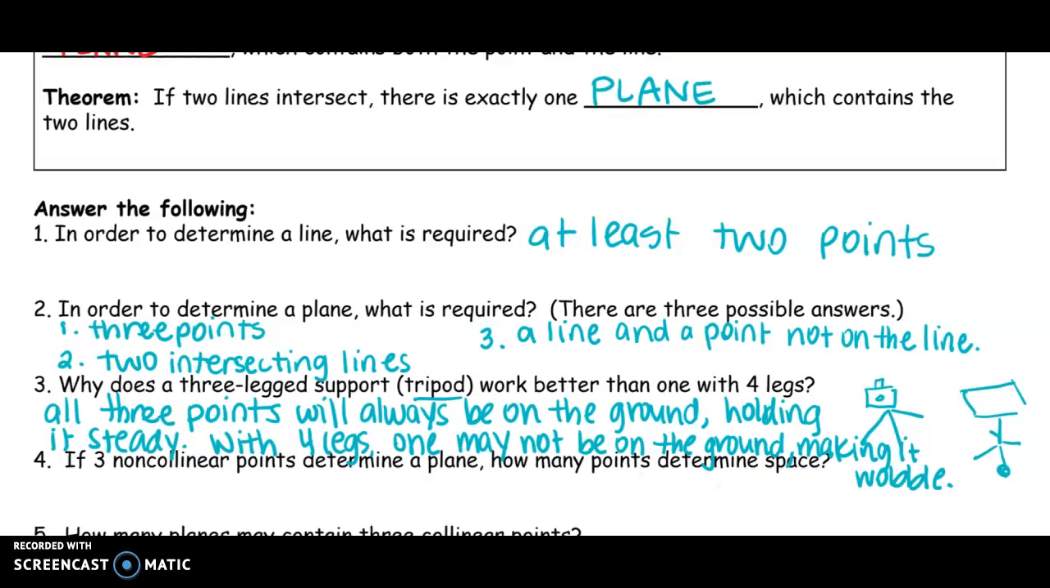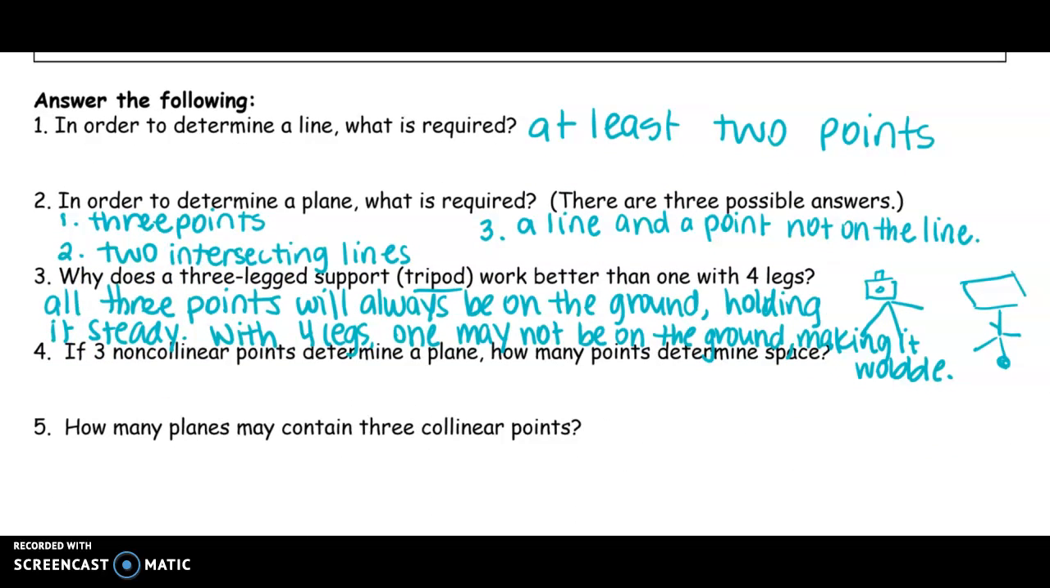So number 4, if 3 non-collinear points determine a plane, how many points determine space? So thinking of space as the thing that's bigger than a plane that contains it all, it would be 4 points that would determine the space.